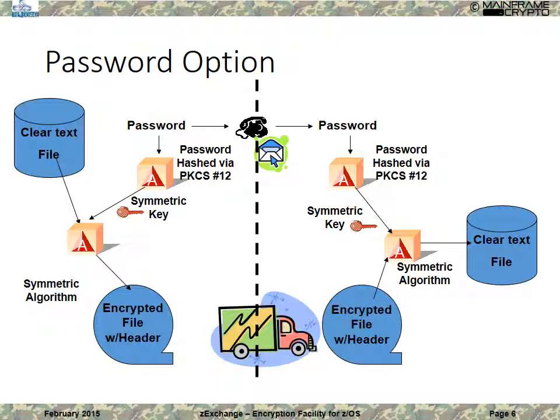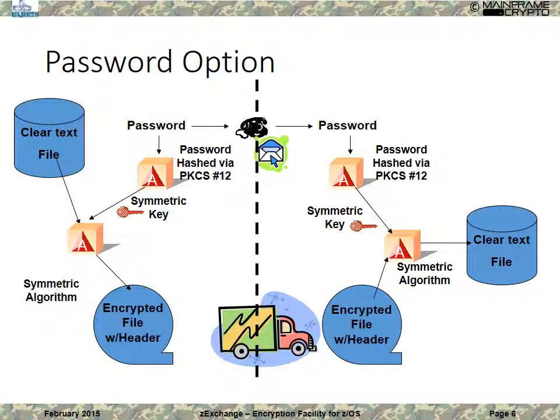So for the password option, you're going to provide a password or a passphrase as input to the utility. The encryption facility is going to take that string and, using a PKCS12 implementation, run it through a hash algorithm and generate a unique bit string that represents the hash. And then the bits and bytes are going to be pulled out of there to be your symmetric key. So the file itself is going to be encrypted using a symmetric algorithm and a symmetric key, and the key in this case is generated from that password.